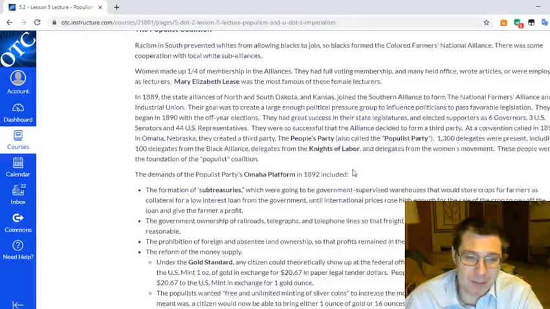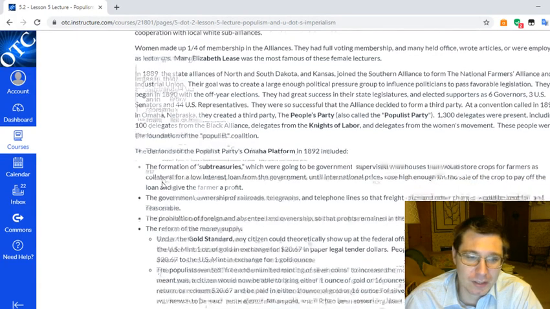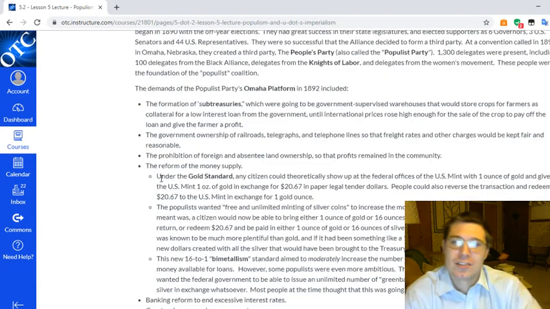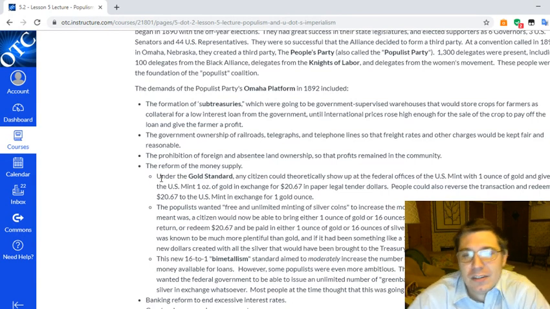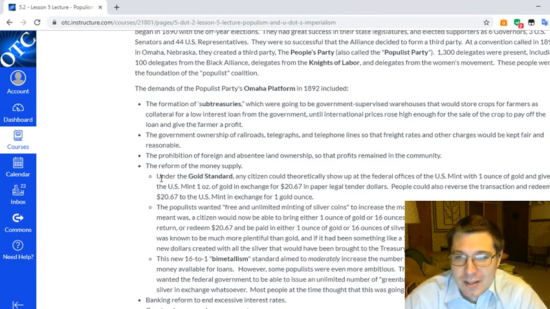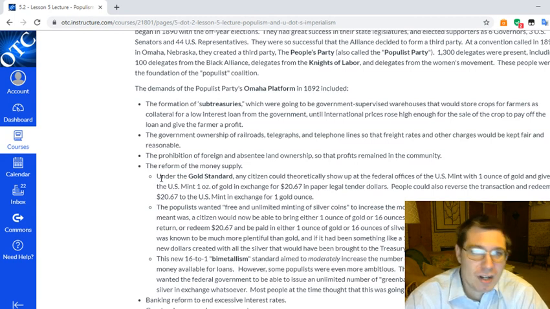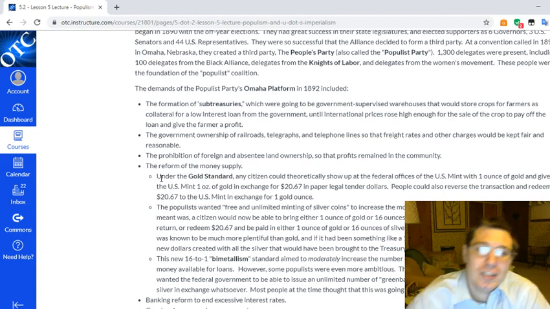The demands of the Populist Party's Omaha platform that they agreed to in 1892 included the formation of sub-treasuries, which were going to be these government-supervised warehouses that would store crops for farmers as collateral for a low-interest loan from the government until international prices rose high enough for the sale of the crop to pay off the loan and give the farmer a profit. So this was the way of a farmer getting short-term cash and not having to sell when prices were low, kind of a way of evening out their income.